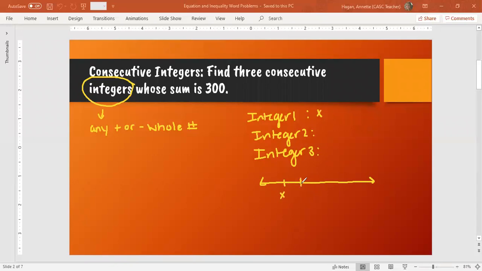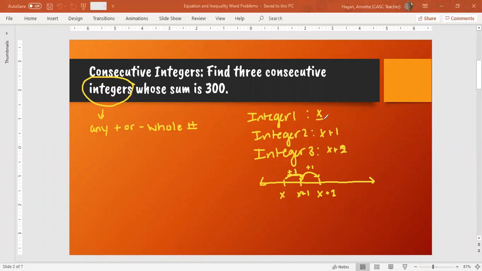Integer 2, we still don't know what that is. We just know it's whatever x is plus 1 more, okay? So integer 2 is x plus 1. And then integer 3, we know it's whatever x was plus 1 and then plus another 1. So we're going to let integer 3 be x plus 2. So this represents our 3 integers.